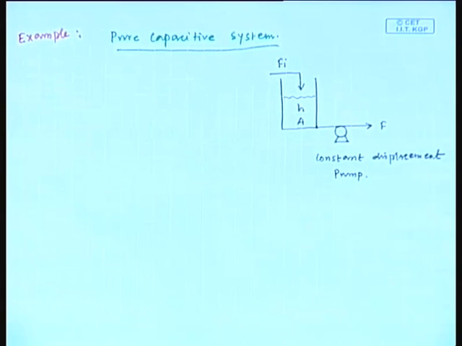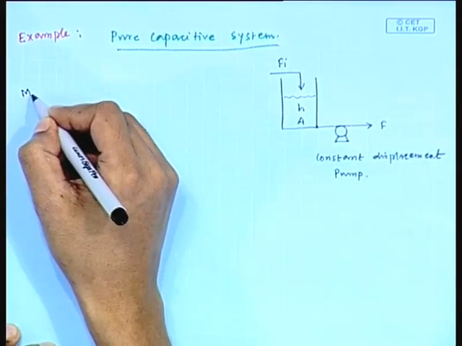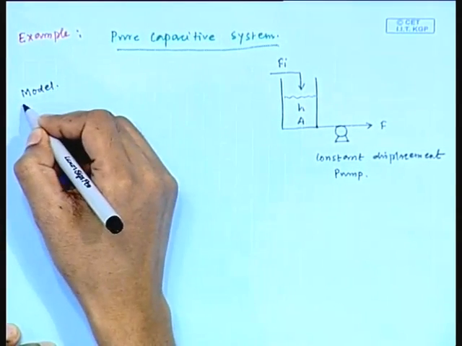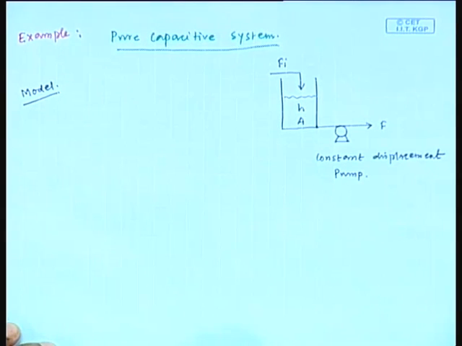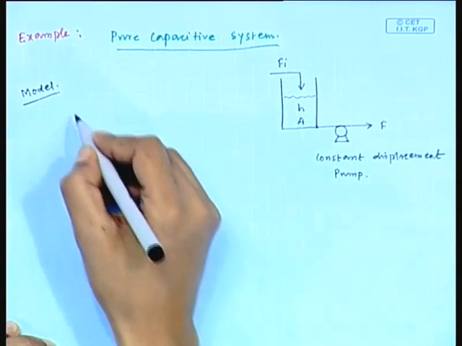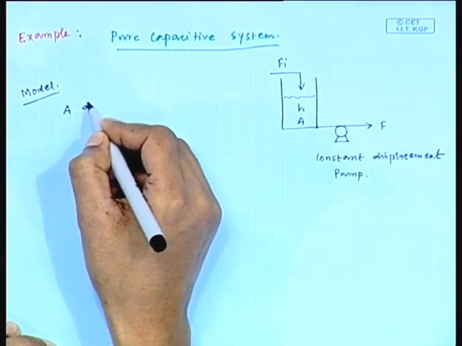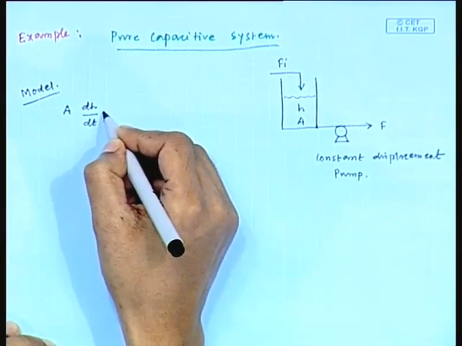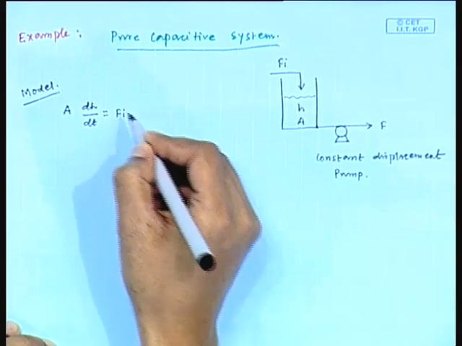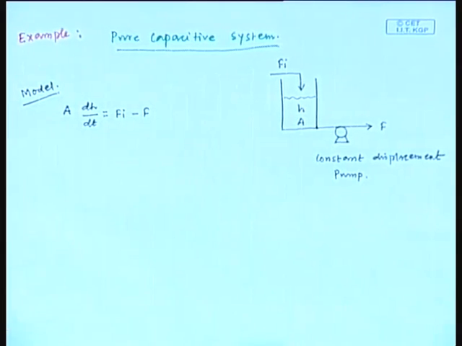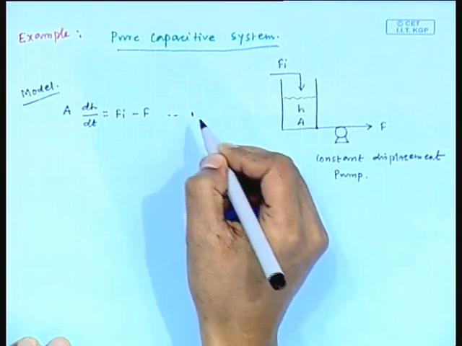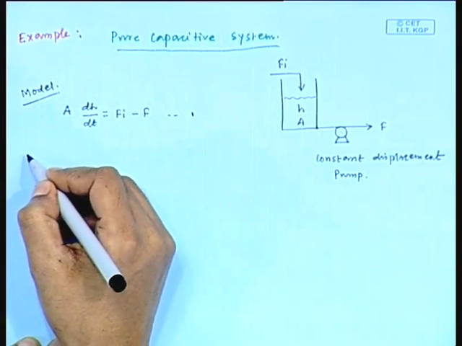Fine. So, we have already considered the model of this system in the previous example, that is A dh/dt equal to Fi minus F. This is the modeling equation for the liquid tank system, and this is a linear equation. So, there is no need of linearization. Now, this is the modeling equation. Fine. What will be the equation at steady state?